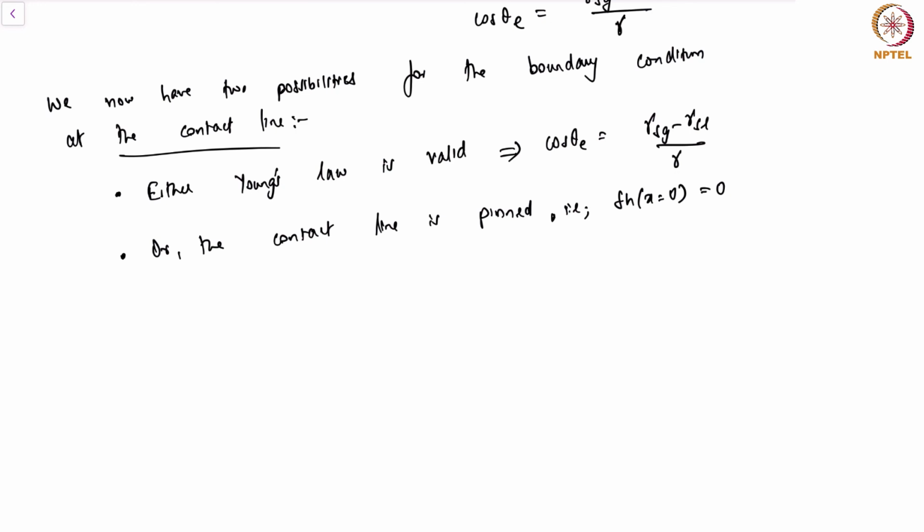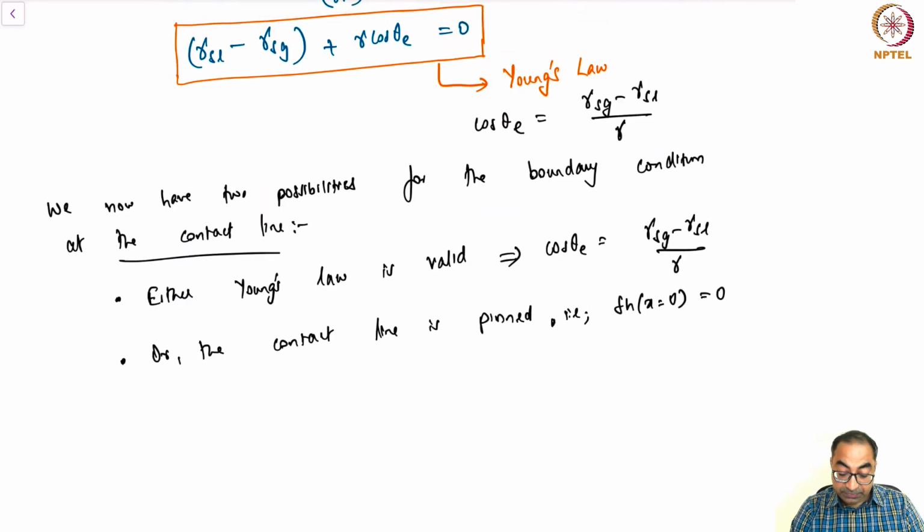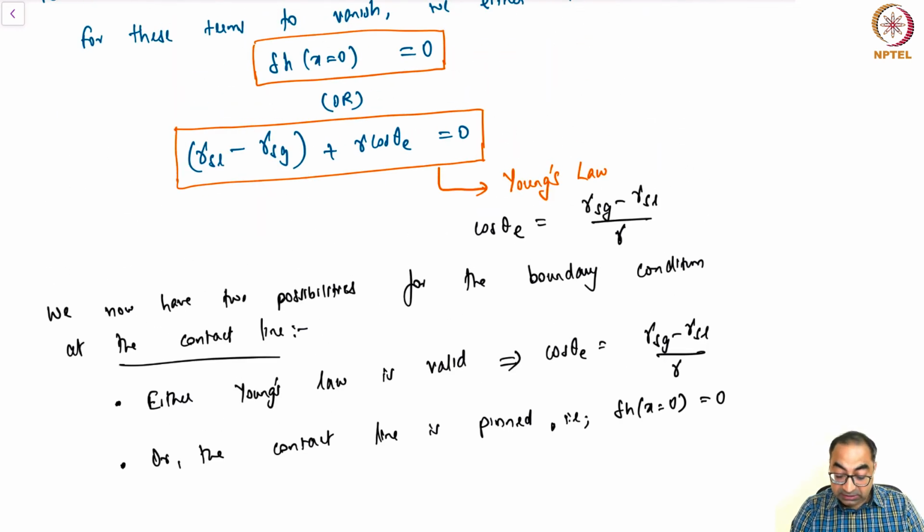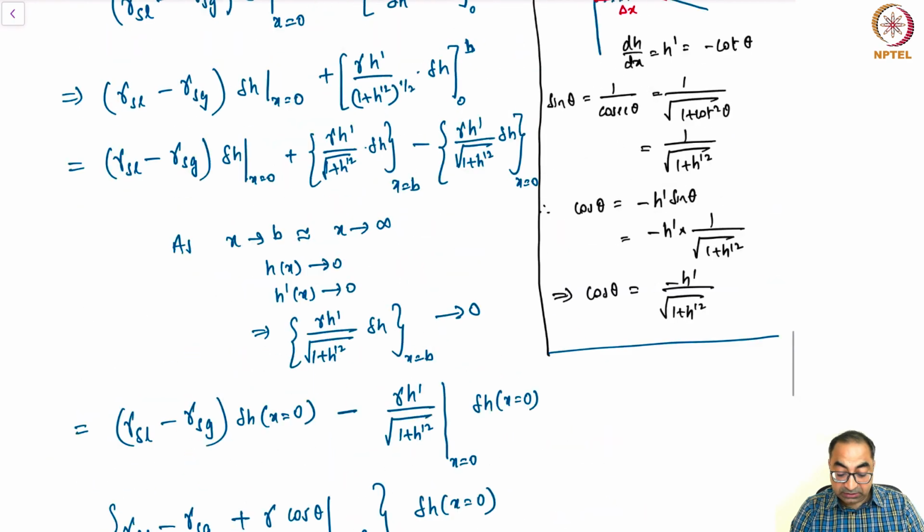It is often not stressed. The subtlety is not stressed. So it's important to note that when we have static problems, either you can choose Young's law, that is, you can specify a contact angle, or you can specify the contact line position. You cannot choose both simultaneously. Both are not guaranteed simultaneously, at least as far as the theory is concerned. So with this, let me quickly summarize the key findings of our analysis.